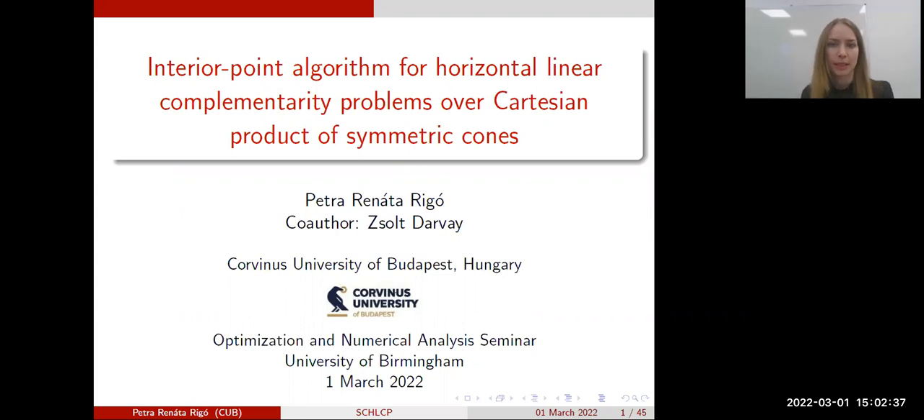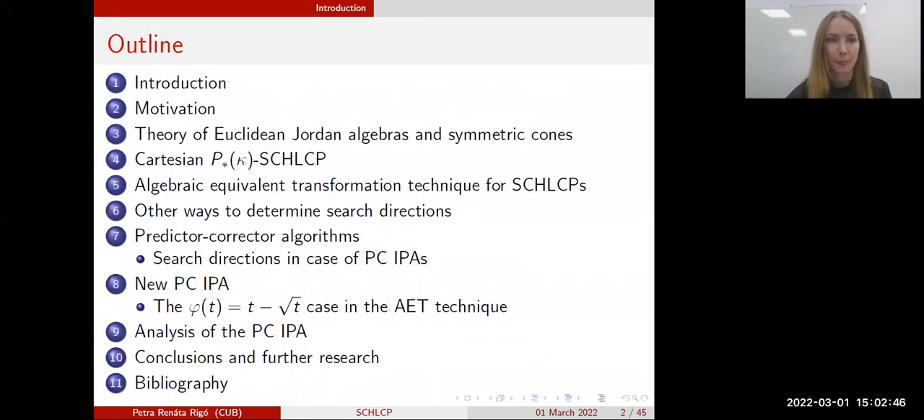And today I will speak about an interior point algorithm for solving horizontal linear complementarity problems over Cartesian product of symmetric cones. So here is the outline of my presentation. In the first part, I will present the theory of Euclidean Jordan algebras and symmetric cones, just a short introductory part. And I will present this horizontal linear complementarity problem over Cartesian product of symmetric cones.